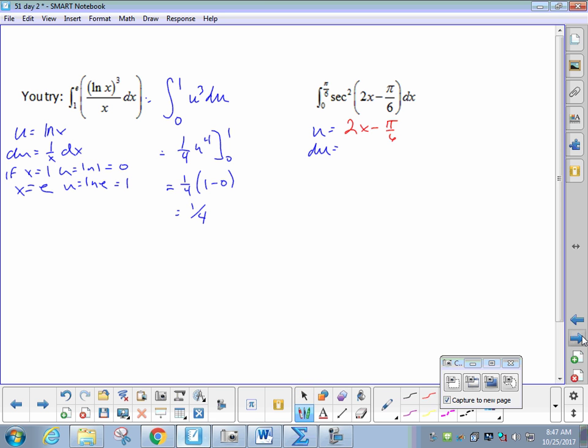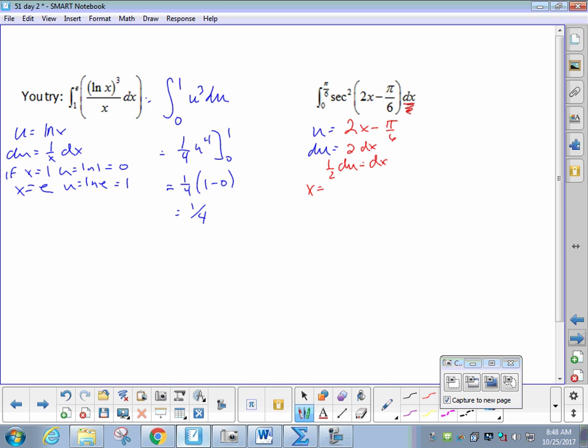Okay. I don't want to rush you, but I also don't want to wait for everybody for one person. So du is 2 dx. Do you agree if that's the case? And that 2 isn't there. So we talked yesterday about how if all you have is dx, then that 2 really needs to be moved over there, so that when I go to substitute for what I actually have, that'll become 1/2 du, all right?